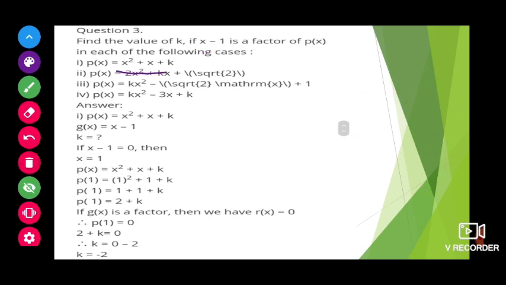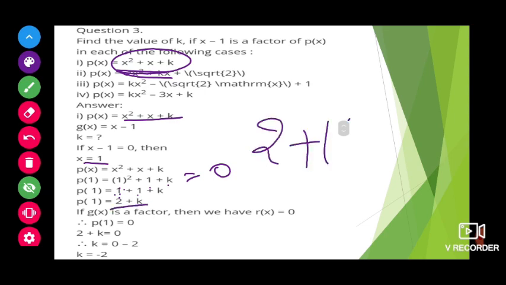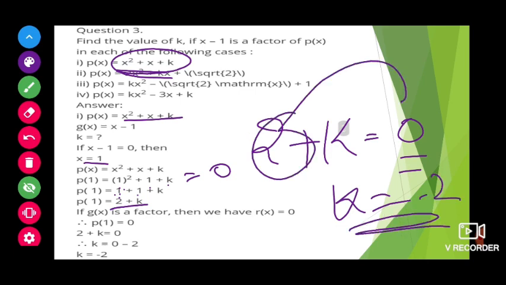Now, see the first equation, x square plus x plus k. In place of x, we have to substitute 1. 1 square plus 1 plus k is equal to 0. Now, 1 square means 1 only, 1 plus 1, so finally we get 2 plus k. So 2 plus k should be 0. If the remainder is 0, then only x minus 1 will be a factor of this expression. So k is equal to, if plus 2 goes to that side, minus 2. Here is the answer. That's it.